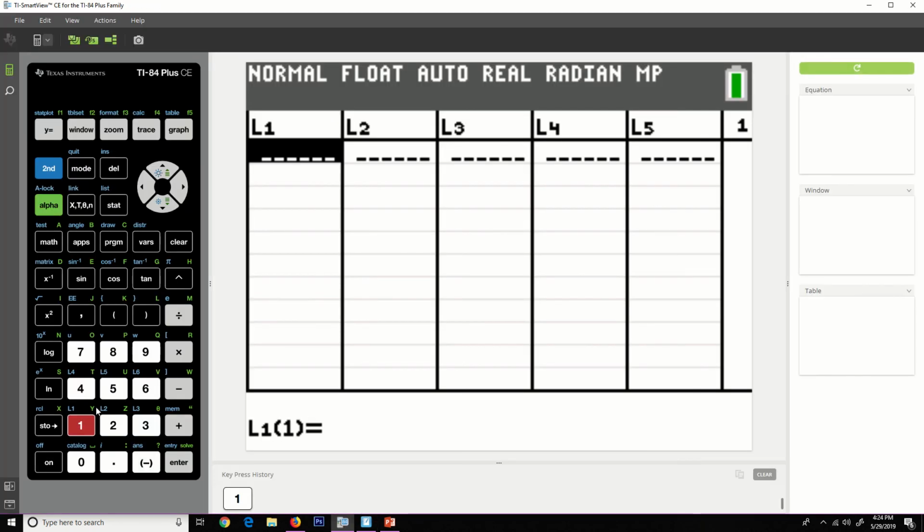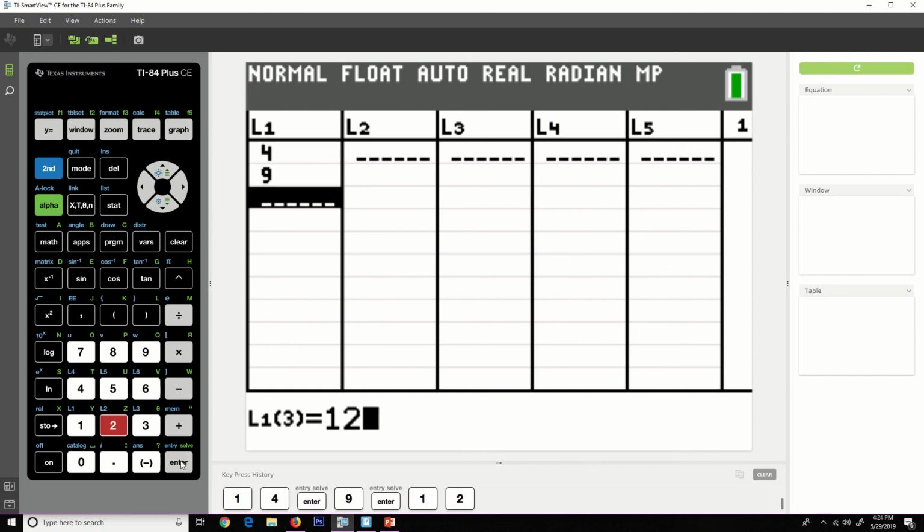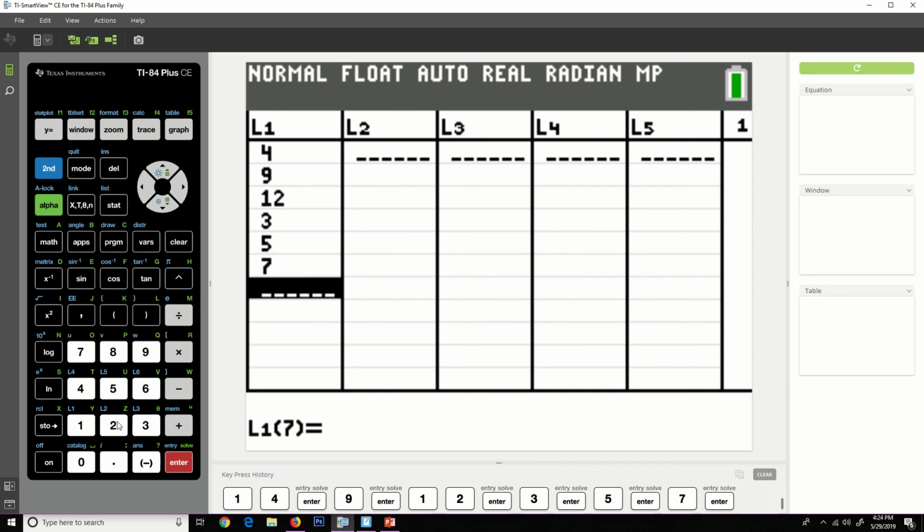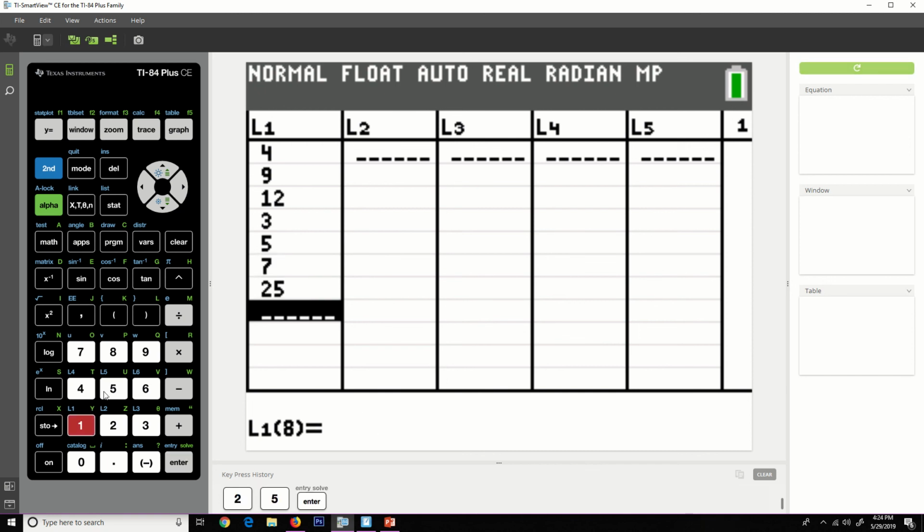Let me put some random values in. So I go 4, I go 9, I go 12, I go 3, I go 5, I go 7, I go 25, and I go 19 like this. So I've got some random data.